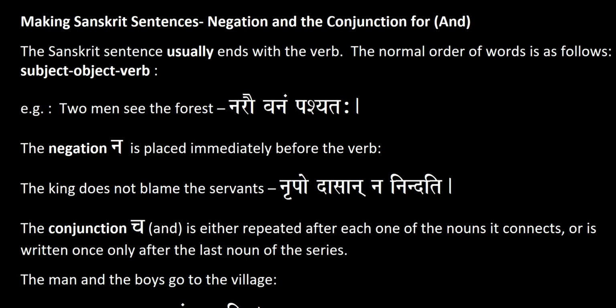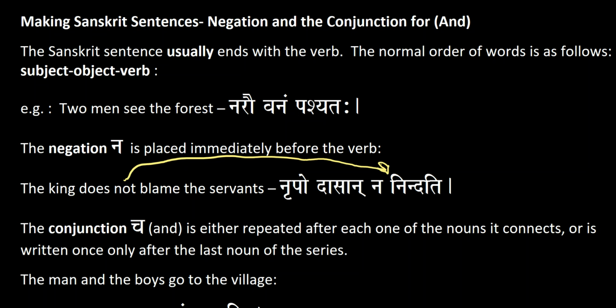So, for example, the king does not blame the servants. Nripo dasan na nindati. Nripo is the king. Dasan, the servants, again, is the object. Na, so nindati is to blame, right? But the king does not blame the servants. So it's na nindati, and na is indicating the not part, that this is not happening. So again, we're not blaming.